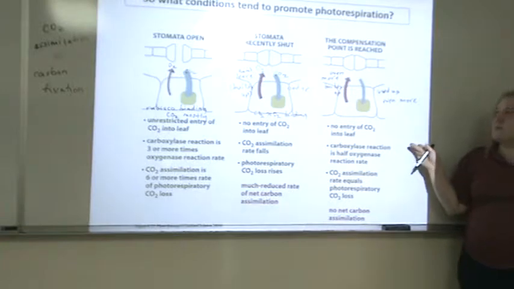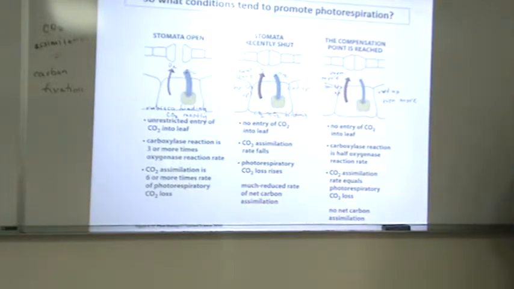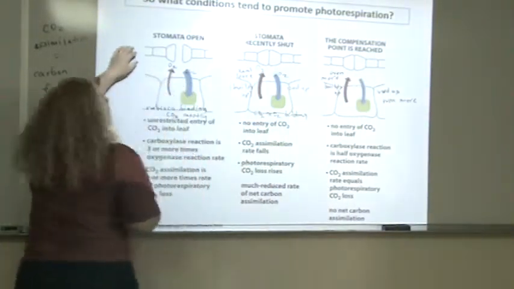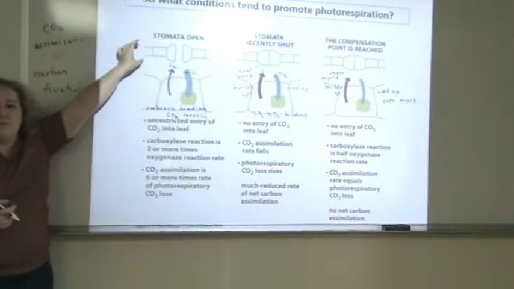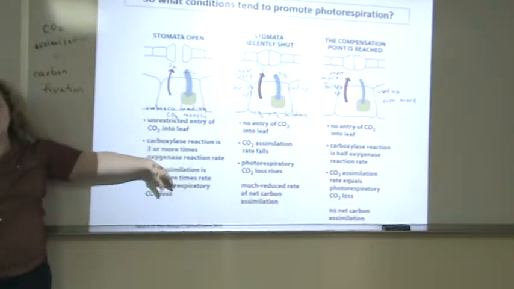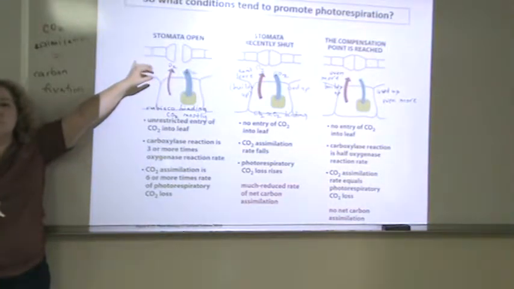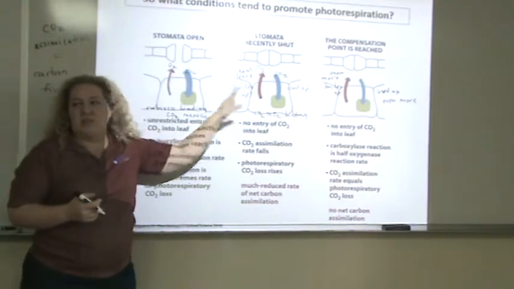So what would make the stomate shut then, if this is so bad for the plant? Drought. So if the plant is losing too much water, water is more important to the plant moment to moment than fixing carbon. So this is a short-term choice to conserve water, but it tends to cause photorespiration to happen.